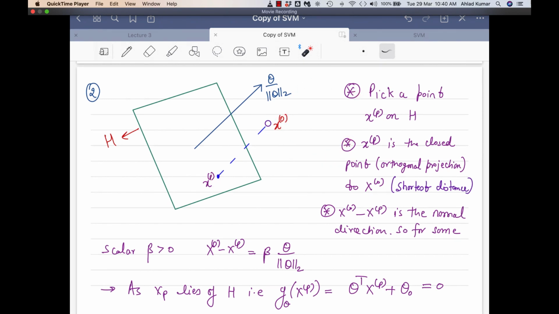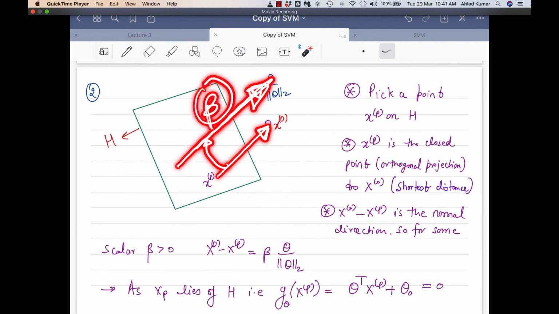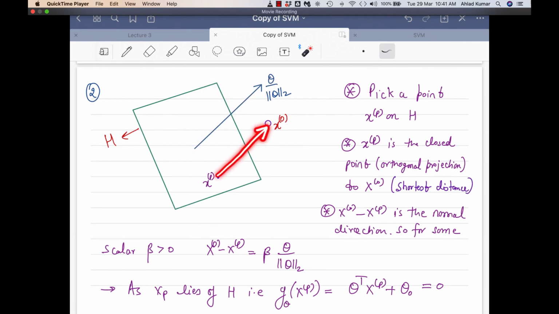As we have taken the orthogonal projection, the difference of these two, that is x0 minus xp, will be a vector. The difference x0 minus xp will be a vector in this direction, and this direction is actually a normal direction because you are taking the orthogonal projection onto the separating hyperplane H. So you can write this vector in terms of this unit vector by scaling it by a factor of beta. You can see the direction of this vector and this vector are the same.